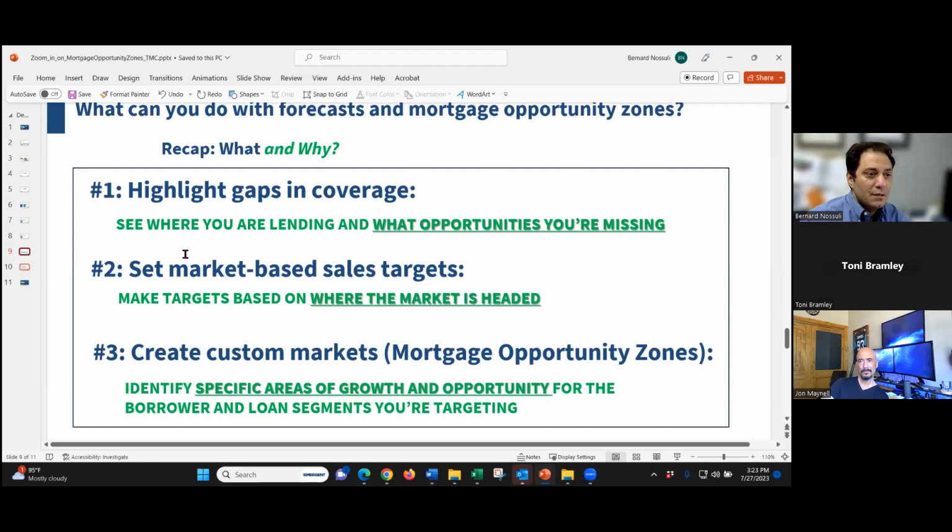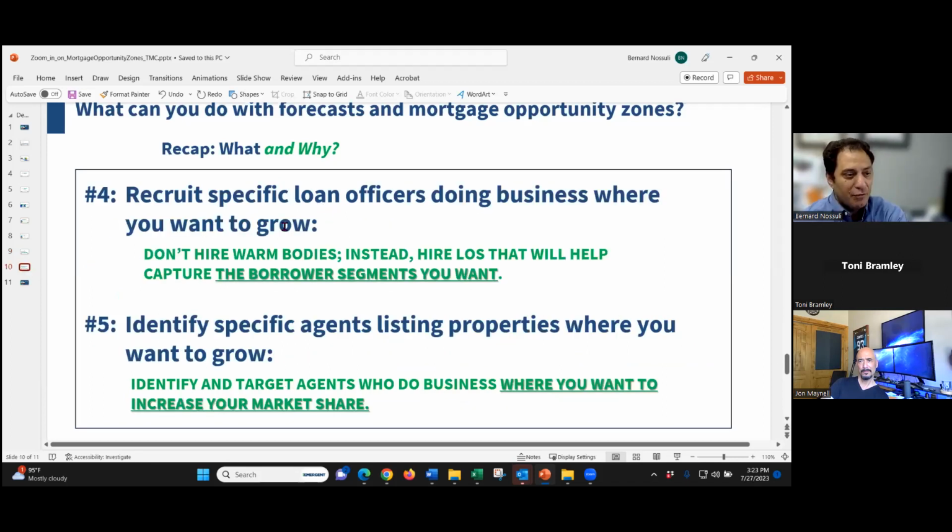And then again, we saw how 4 and 5 are interrelated, but the idea is that you recruit or work with specific people in the industry that can help you move the needle where you want it moved. So again, identifying the right folks who, on the recruiting side, are already doing business in the areas where you want, and on the agent side, being able to work with the right folks who are listing properties in those areas where you want to work, or grow.